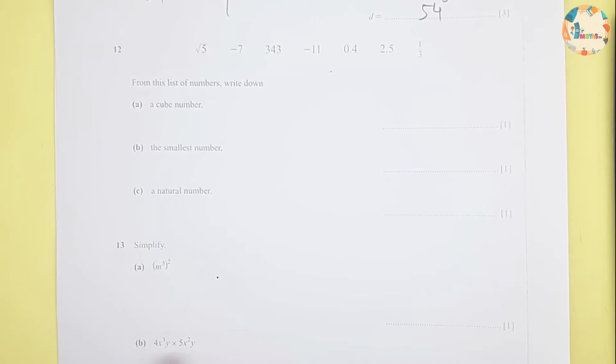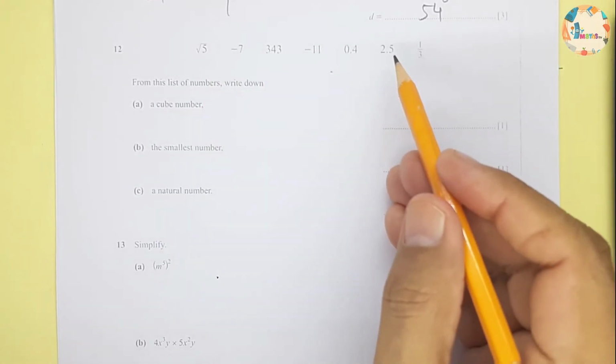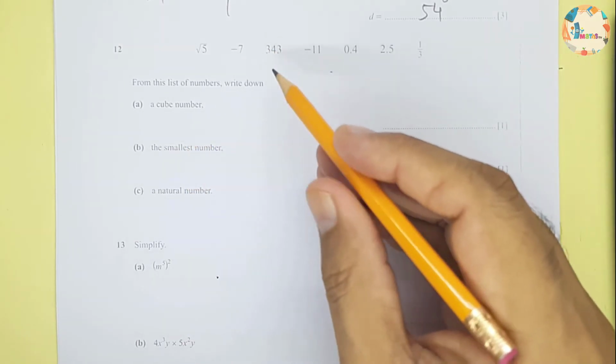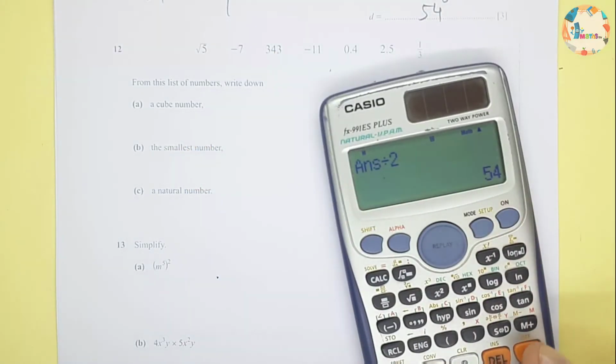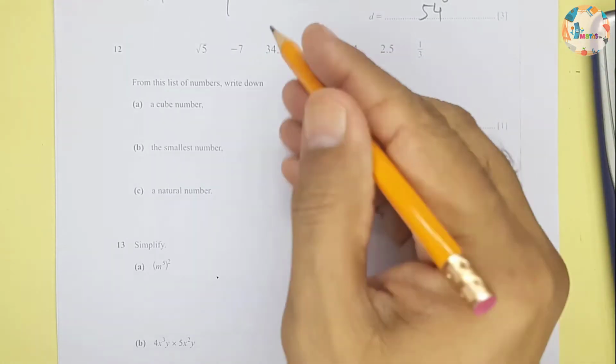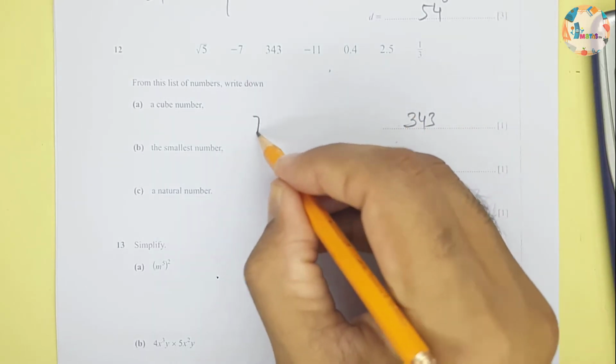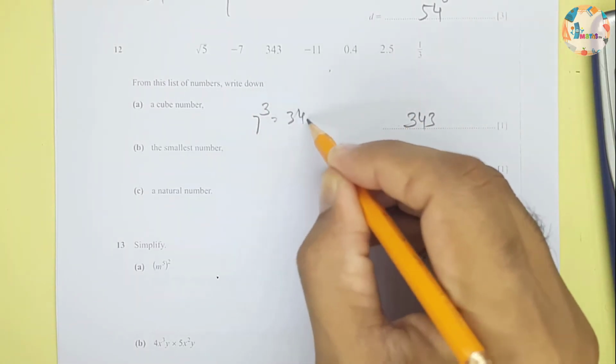Question number 12. This list of numbers is given. From the list of numbers, write down a cube number. We know 7 cube is equal to 343, so this is a cube number. So we can write 343, and even we can write 7 cube is equal to 343.